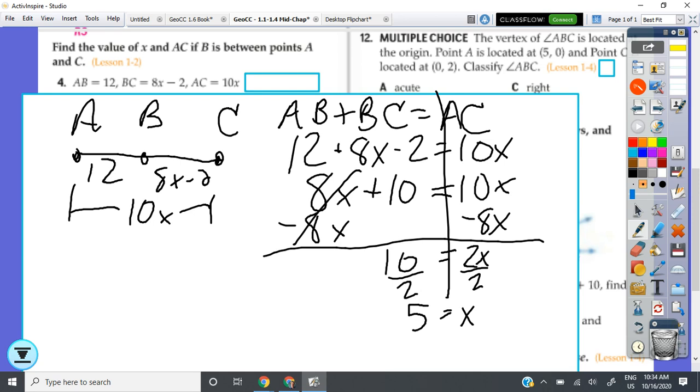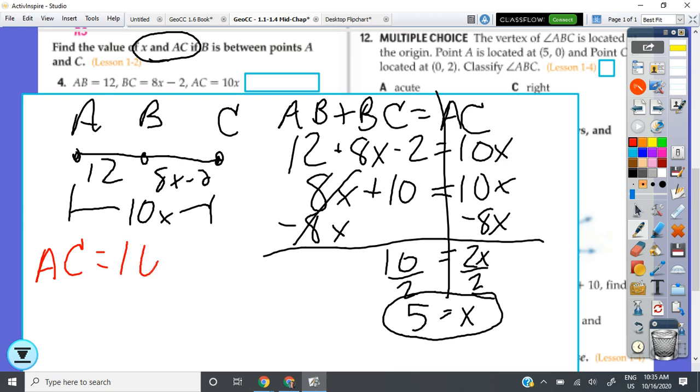Now in geometry, they always try to trick you. Well, they don't always try to, but it asks for 2 things up here. Find AC, X and AC. So we just found X. So that's half of the answer. You have to put that in the answer box. So now over here, I'm going to find AC. That is 10x. 10, plug in what we just got.